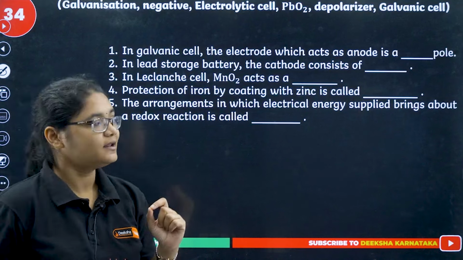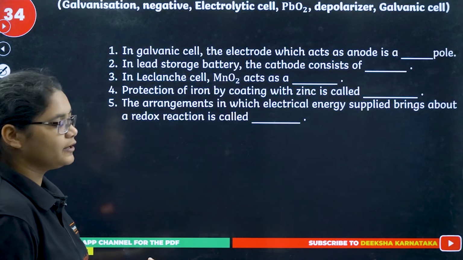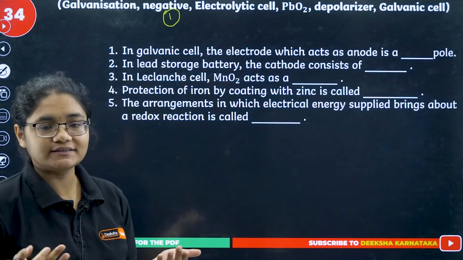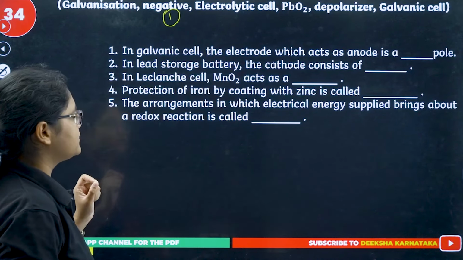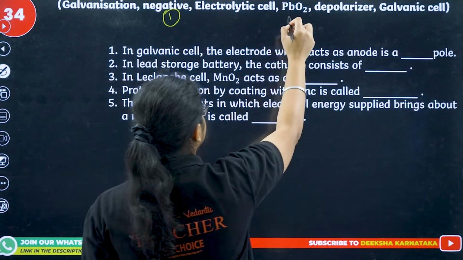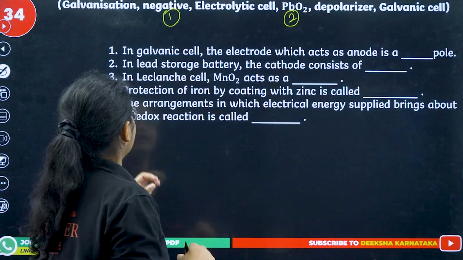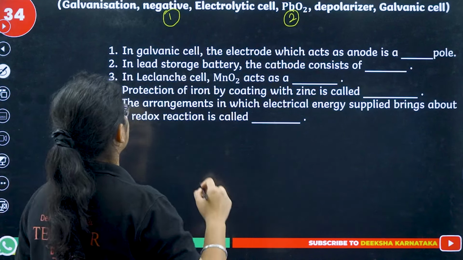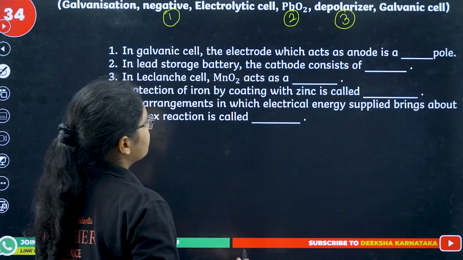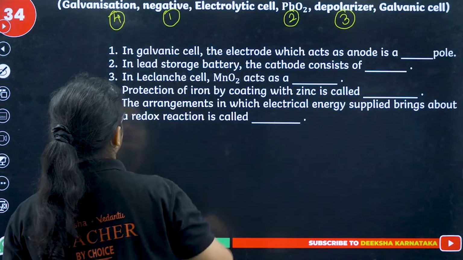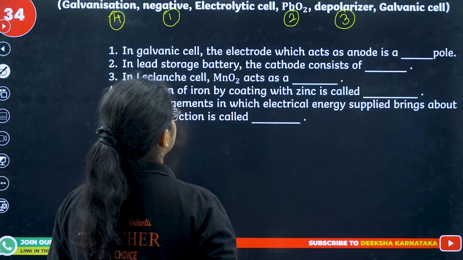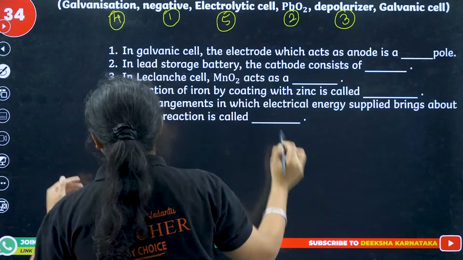In galvanic cell, the electrode which acts as an anode is a negative pole, right? The galvanic cell, the anode is negatively charged. In lead storage battery, the cathode consists of PbO2. Okay, next, in Leclanche cell, MnO2 acts as a depolarizer. Next, you have protection of iron by coating with zinc is called as galvanization. The arrangement in which electrical energy supplied brings about a redox reaction is called as electrolytic cell.